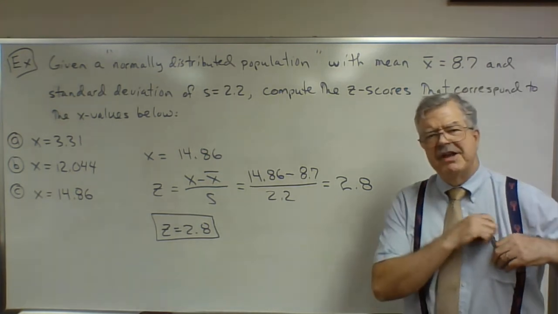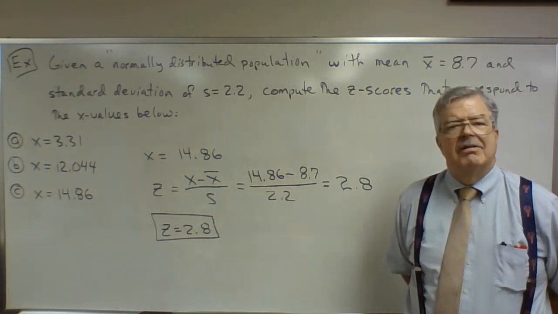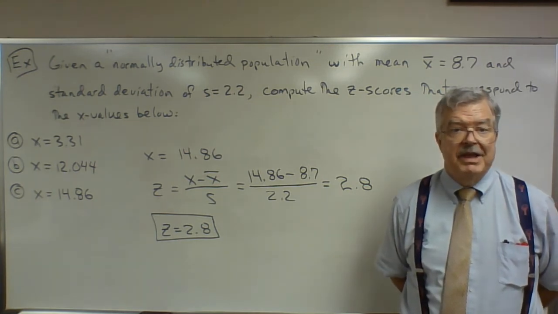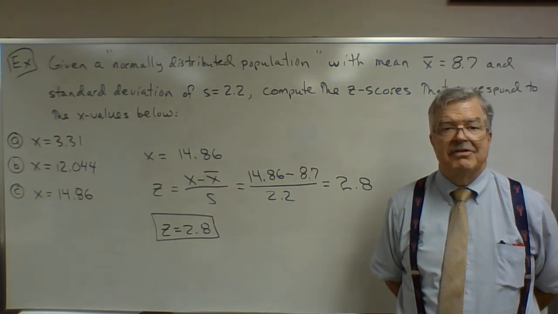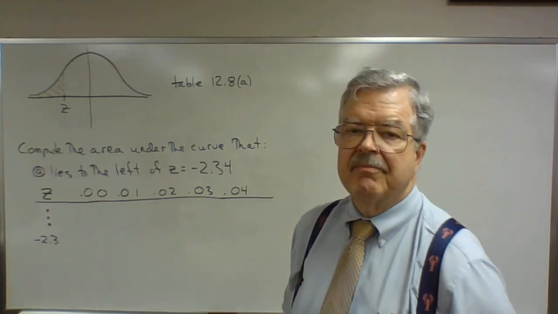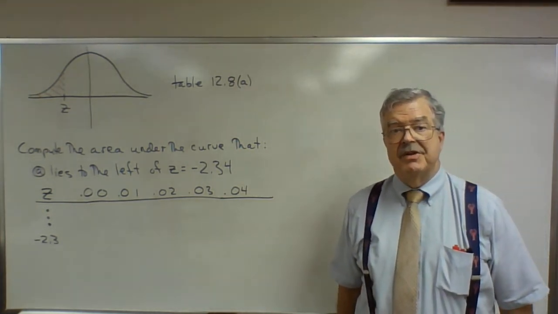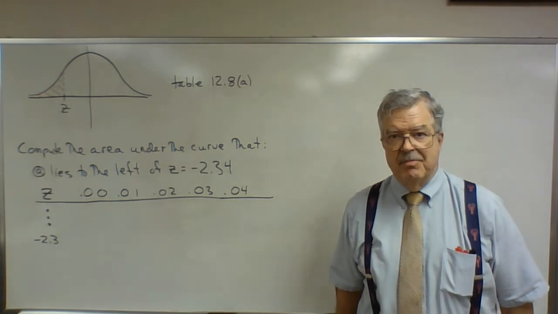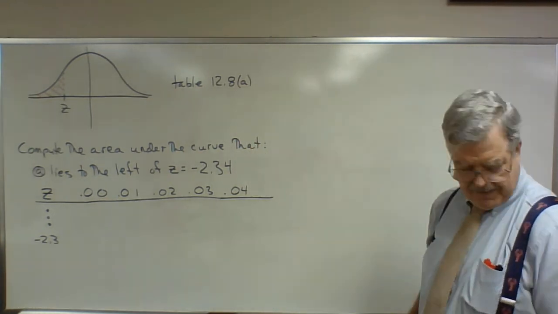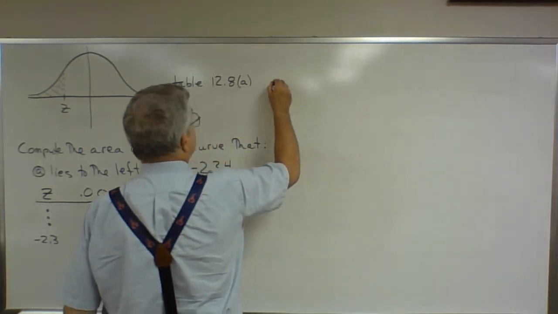Now that we've had a chance to compute a few z-scores, let's get some practice using the tables on page 798 and 799. Now we're going to get some skill using the tables in the book. There are two of them. This is the first one. It's found on page 798.